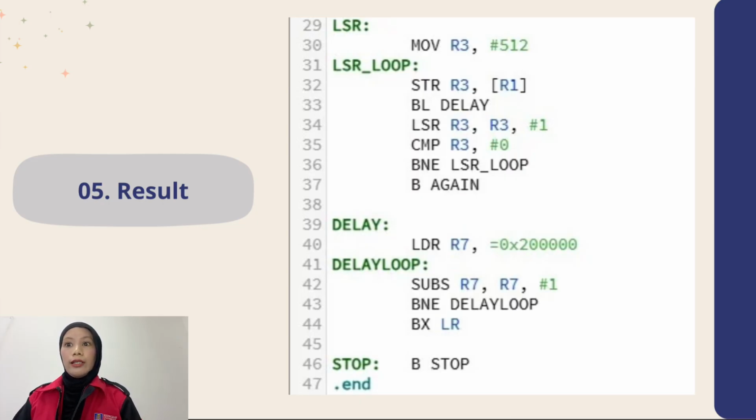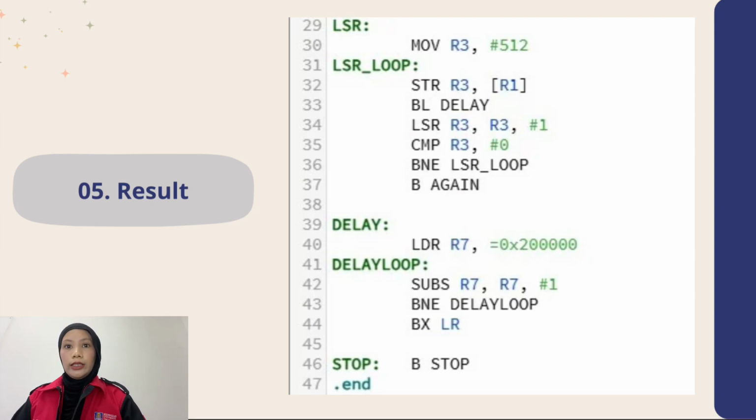Then for line 32, the STR instruction takes the data currently inside R3, which started from 512, and stores it in register 1, R1. Next, for LSR R3 #1, this shifts the binary bits inside R3 to the right by 1 position and stores the new value back in R3. After that, compare the current value in R3 with 0. If the comparison shows R3 is not equal to 0, the program jumps back to LSR_loop. If R3 finally reaches 0, the loop ends and it moves to the next line.